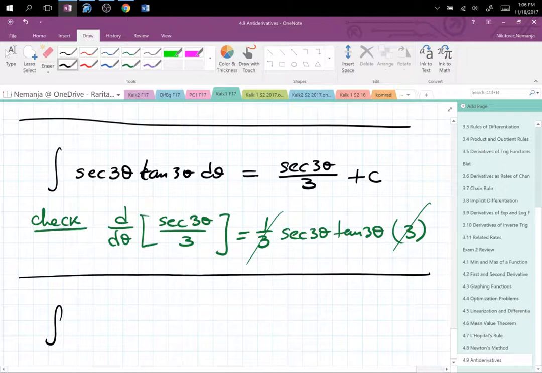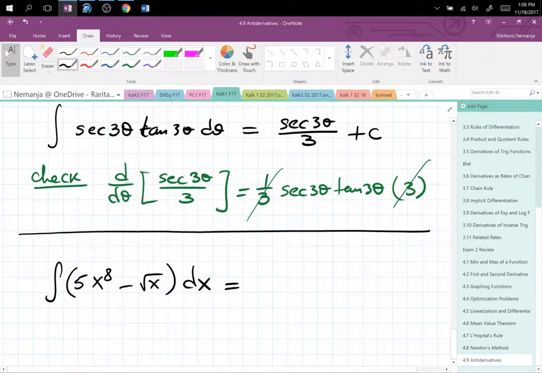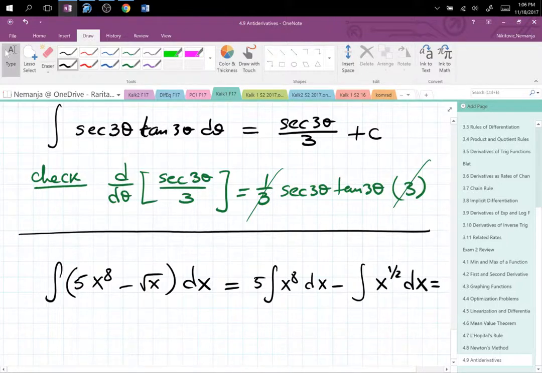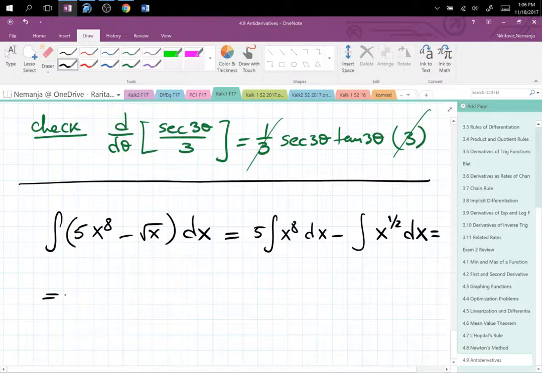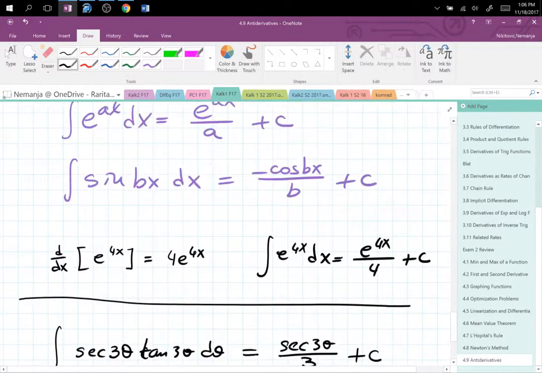What's the integral of 5x to the 8 minus square root x dx? Well, we rewrite this: 5 integral x to the 8 dx minus integral x to the 1/2 dx. And now we solve it. What should I write? 5. Copy the 5, right? We know that by this rule.